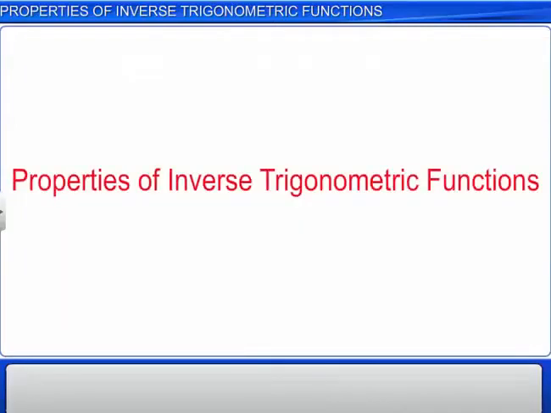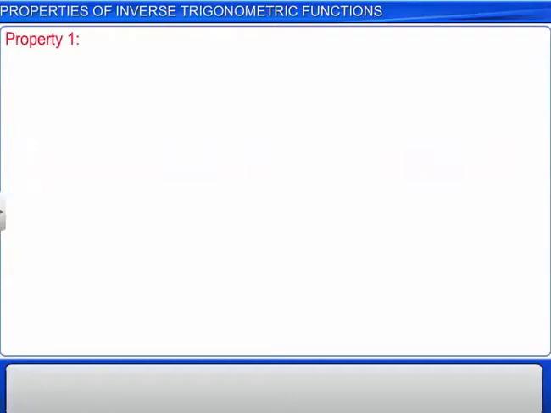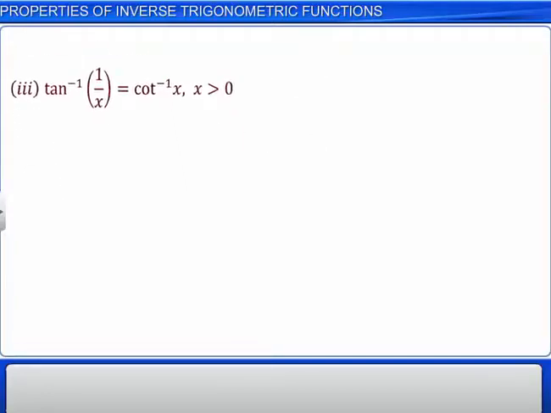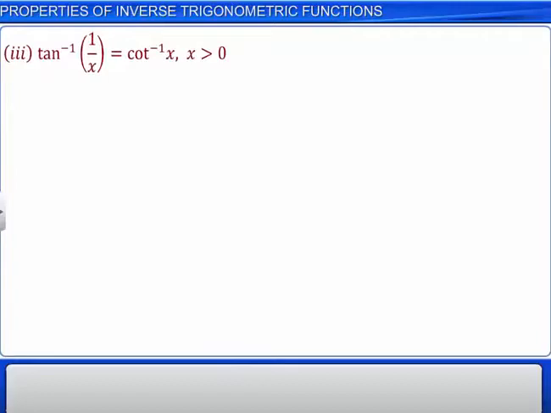Let us now prove some properties of inverse trigonometric functions. The first property states that sine inverse of 1 upon x is equal to cosecant inverse x. Also, cos inverse of 1 upon x is equal to secant inverse x. Similarly, tan inverse of 1 upon x is equal to cot inverse x. Now, let us prove that tan inverse of 1 upon x is equal to cot inverse of x.